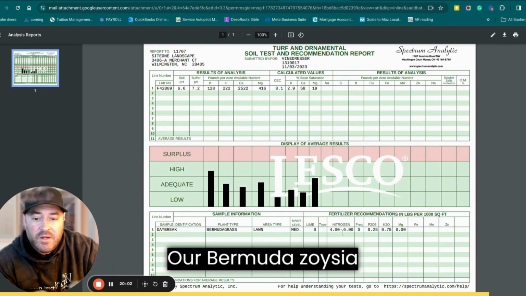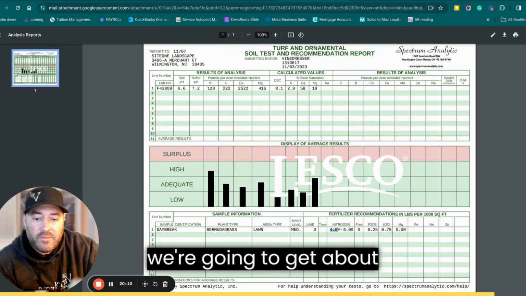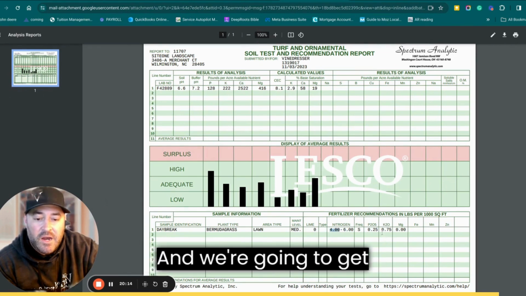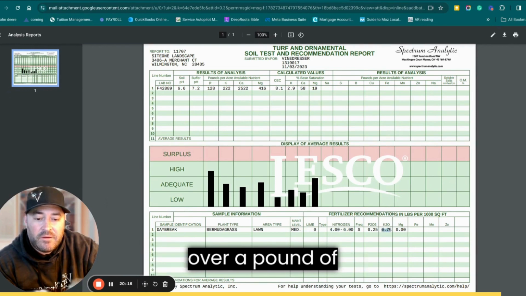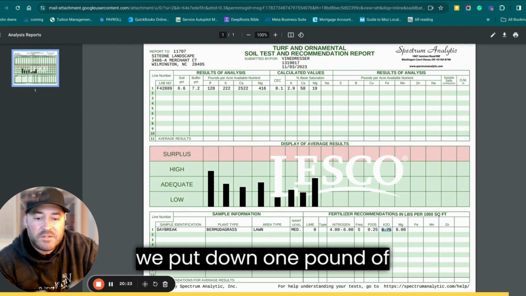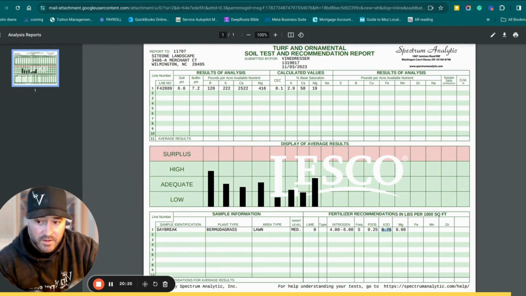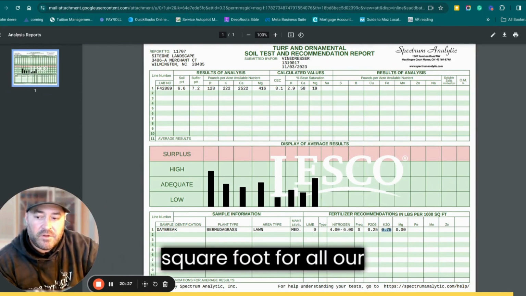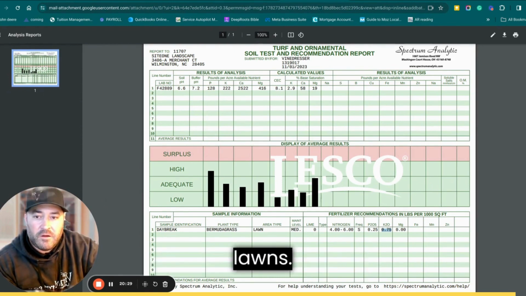All right, so in our Bermuda and zoysia fertilization program, we're going to get about 3 to 4 pounds of nitrogen down per year, and we're going to get over a pound of potassium down because our fertilizer has potassium in it, and then in round 6 we put down 1 pound of potassium per 1,000 square feet for all our lawns.